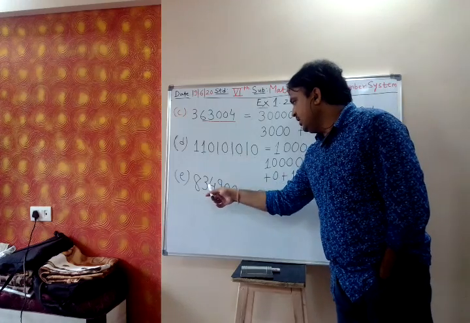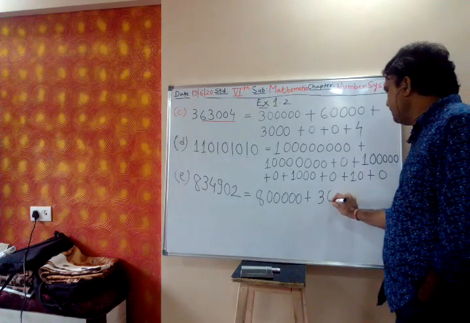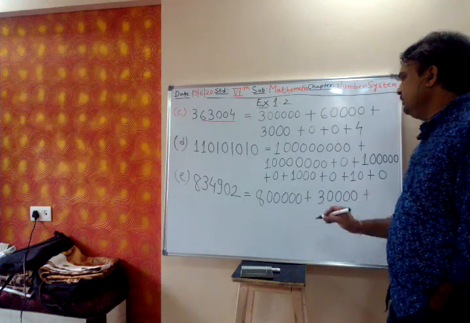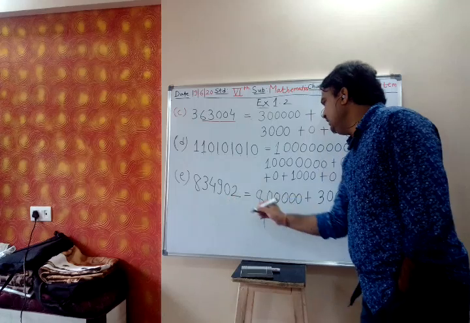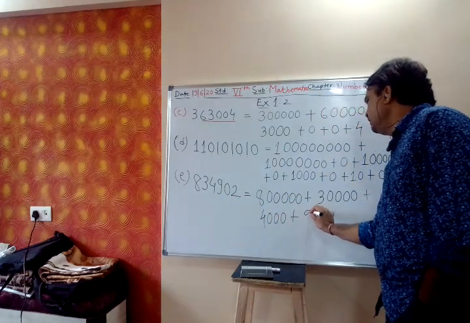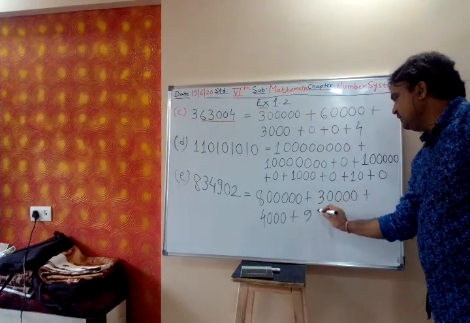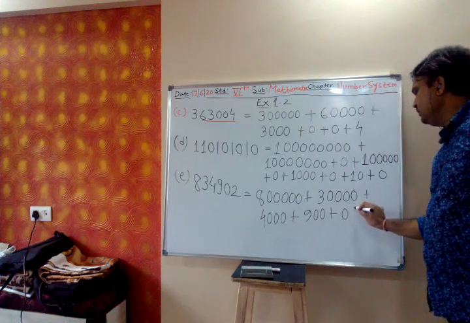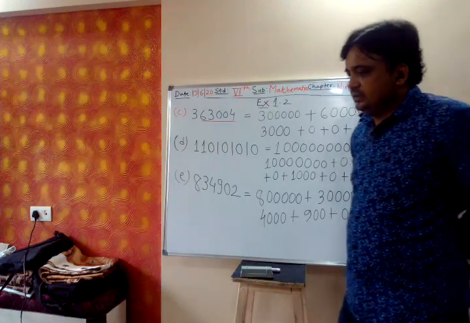After 3, there are how many digits? 1, 2, 3, 4. I will write 4 zeros. Plus 4. After 4, there are 3 digits. 1, 2, 3. I will write 3 zeros. Plus 9. After 9, there are 2 digits. I will write 2 zeros. Plus 0. Plus 2.